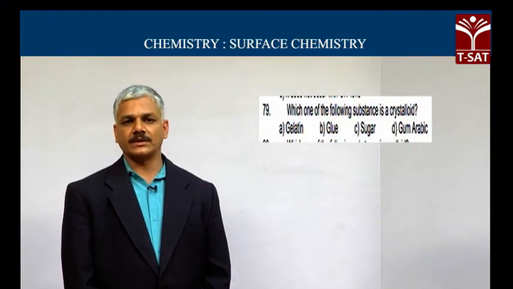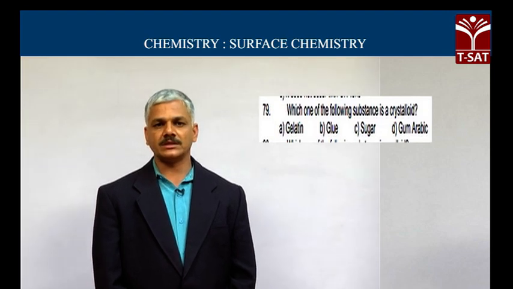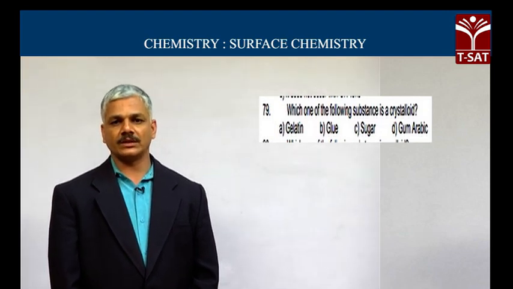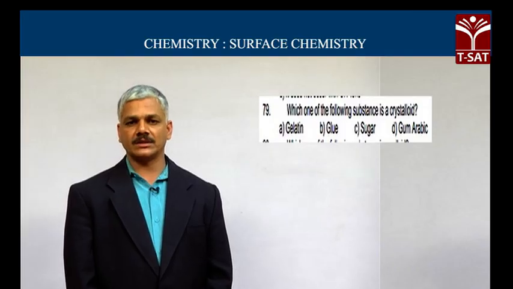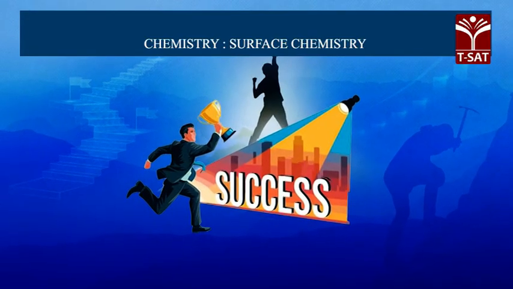79. Which one of the following substance is a crystalloid? Given options are gelatin, glue, sugar, gum arabic. Correct option is C.